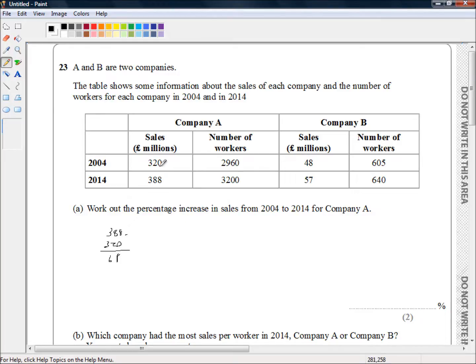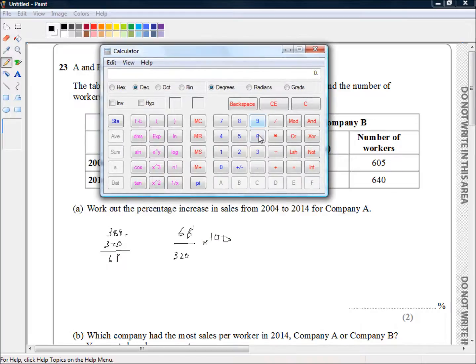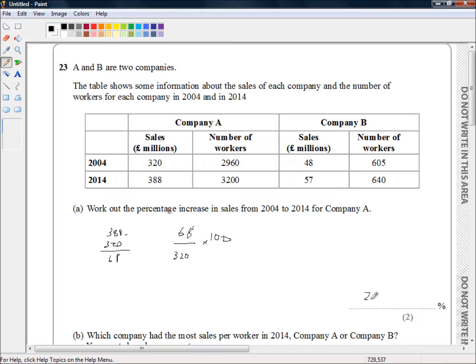So as a percentage of 320, that's 68 divided by 320 multiplied by 100 to get it as a percentage. And we are allowed to use a calculator. So that's 68 divided by 320 multiplied by 100. And that's 21.25%.